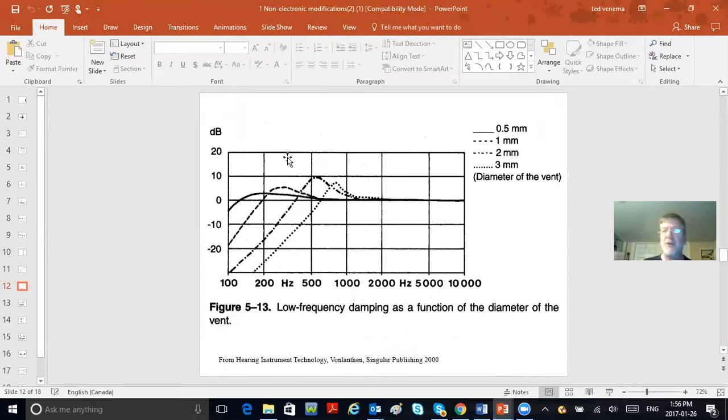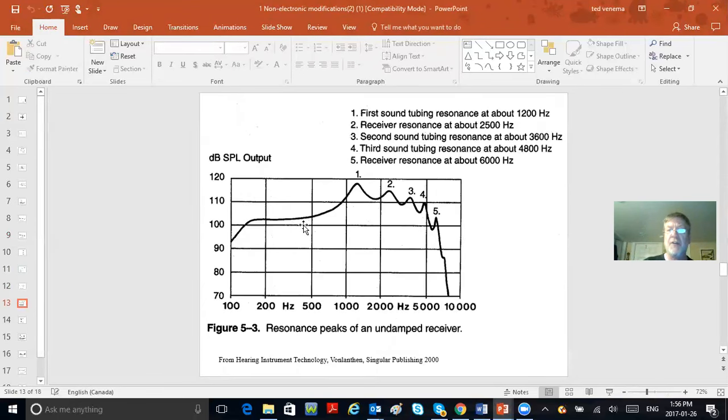Here's another picture showing you the same thing, okay? Tiny vent, bigger, bigger, and bigger. And the larger the vent, the more the lows escape. And what are the vent sizes? From 0.8 millimeters to 4 millimeters. And receiver in canal hearing aids can allow very large venting on the dome.